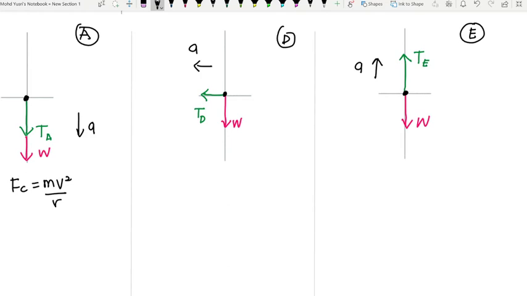Dan di sini untuk kita buat dan selesaikan soalan ini, saya nak define direction towards the center as positive. Dalam kes ini, direction of acceleration is positive. So, saya punya equation akan jadi, the net force is equals to TA plus W is equals to mv square over R.